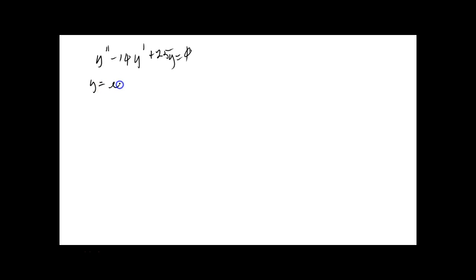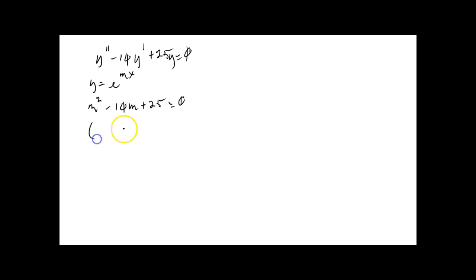Y is equal to e to the mx. That's what we're assuming. Now, if you want to go straight to your auxiliary equation, I think that's a great idea. So what would that be? M squared minus 10m plus 25 is equal to 0. Perfectly fine. As long as those are linear, second order differential equations with constant coefficients, you can do exactly that. That is your proposed solution, okay? And now what?